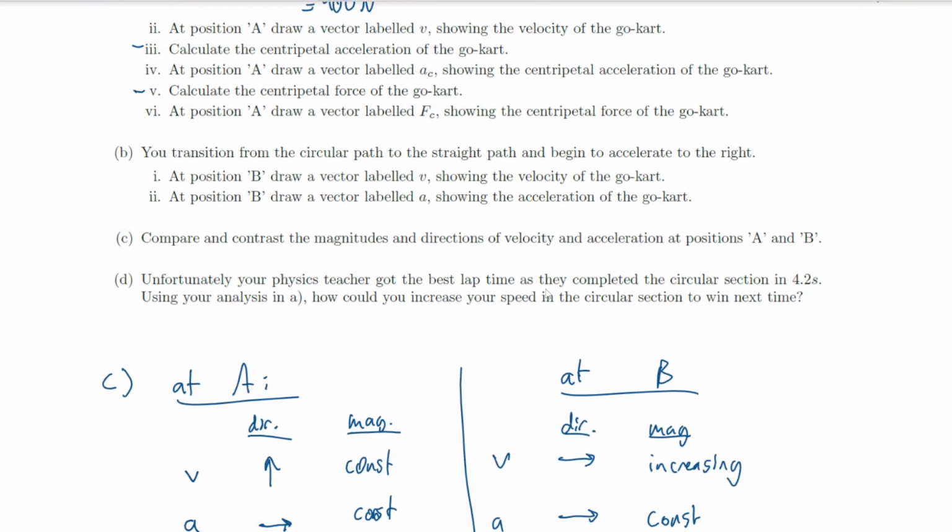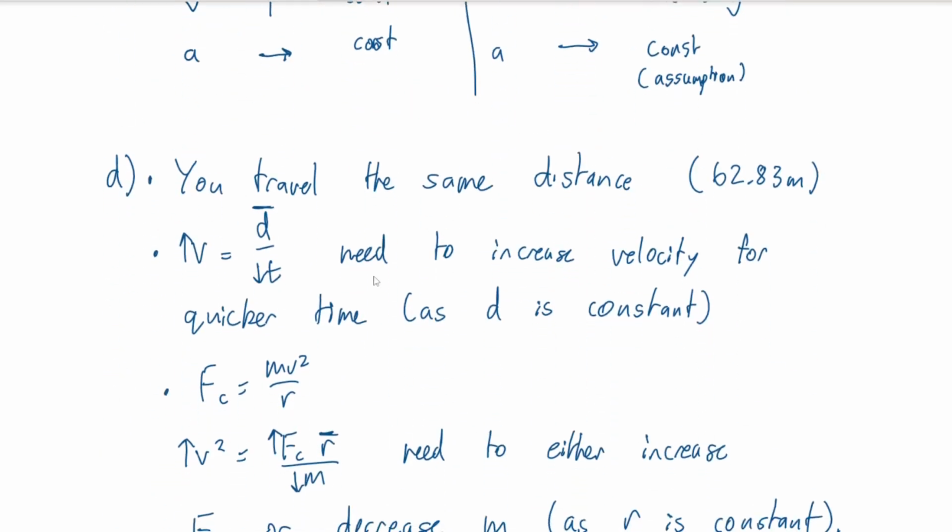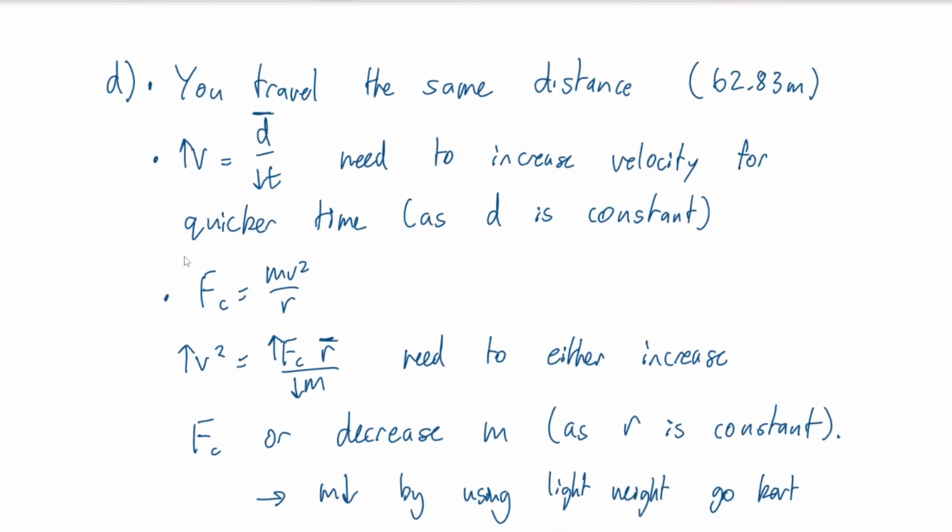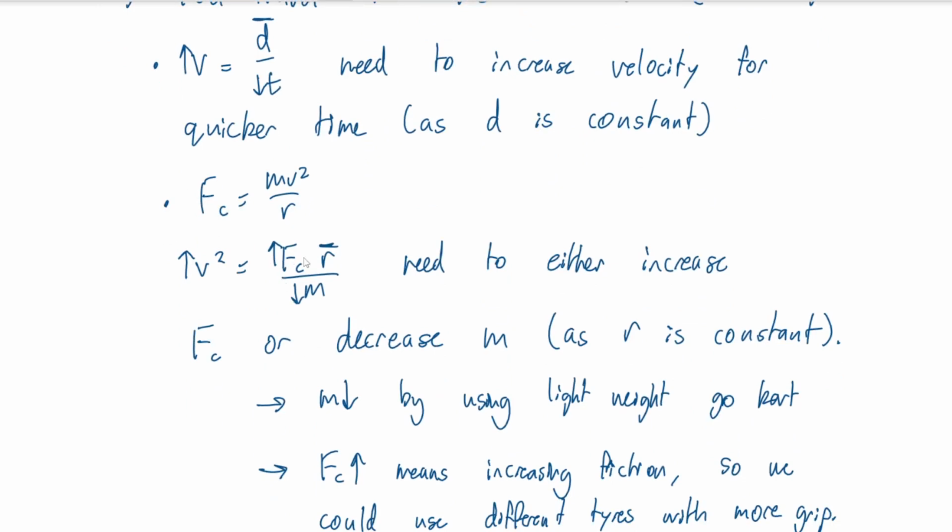We then considered how we could improve our own lap time. To decrease time, we had to increase speed. To increase speed, we had to increase centripetal force or decrease mass.